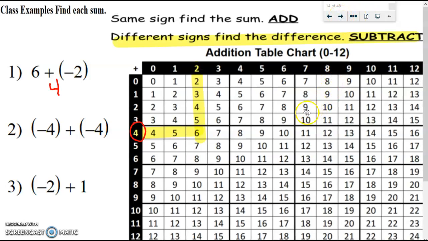When we subtract, this is what you want to do. You want to take the smaller number, find that on your chart, go down to where you find the bigger number, and then go to the left, and you'll get 4. So the answer is going to be 4. And since the 6 is bigger, we're going to leave it positive.